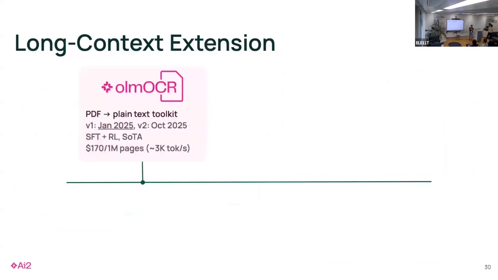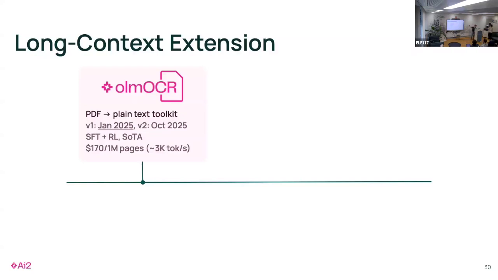The first thing that we did was address that long context is notoriously hard to get data for. So our idea was, well, a lot of long-form content exists in PDF, especially scientific PDFs. Those are generally openly accessible, but because they're PDF, they're hard to turn into tokens. So we first developed a toolkit called olmOCR that takes a PDF and turns it into plain text.